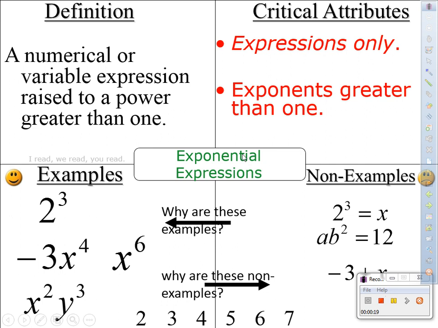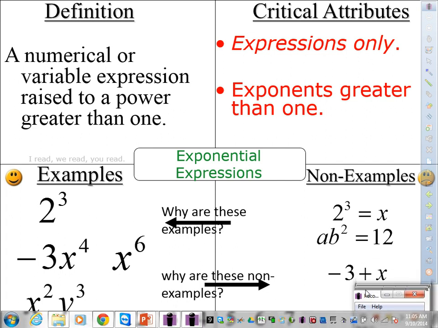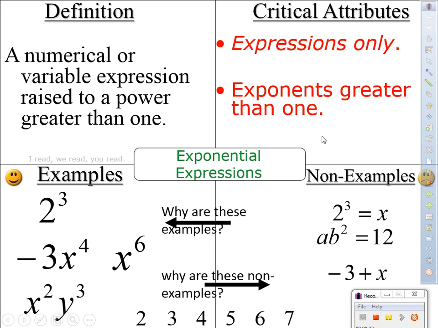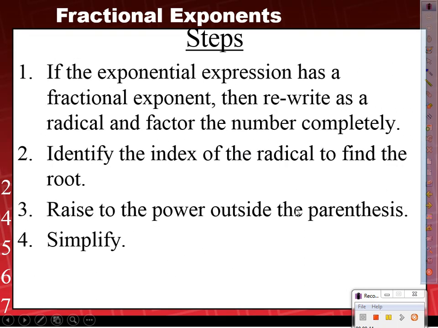So exponential expressions are numerical or variable expressions raised to a power greater than 1. That you should know. You should know your examples, and you should know your non-examples. So what is the critical attribute? Expressions only, and have exponents greater than 1. Okay? Steps. Write these down, please.